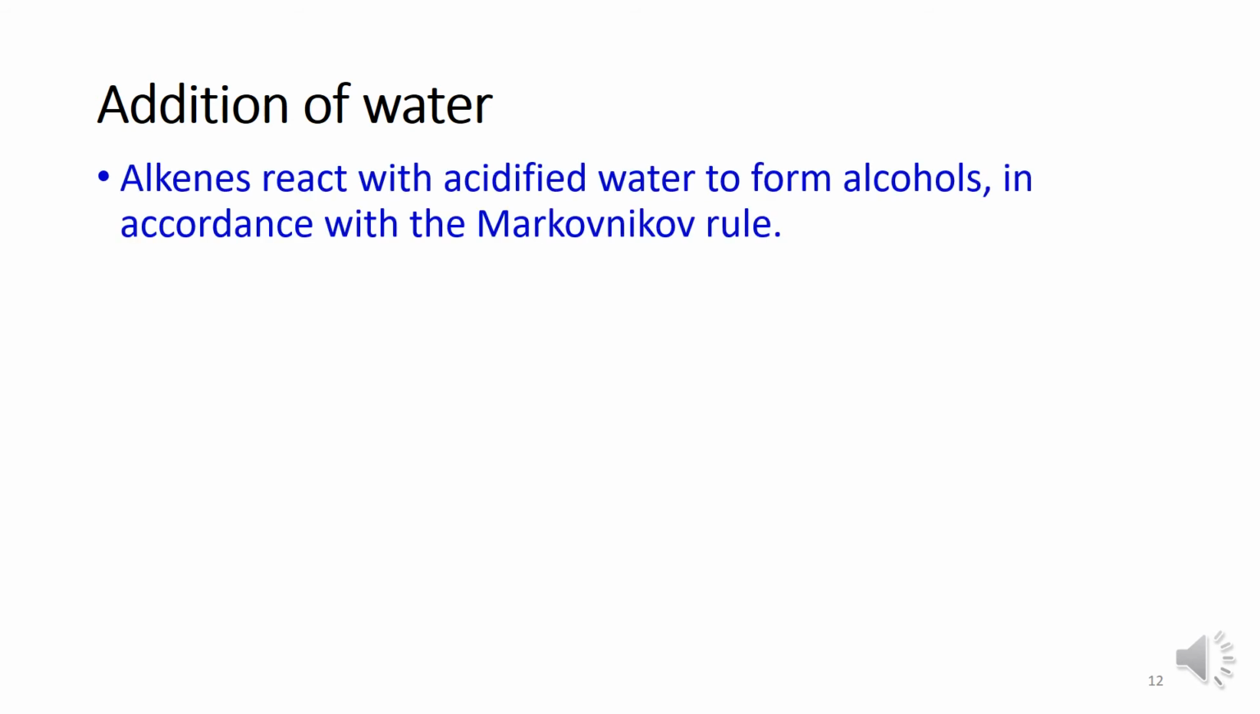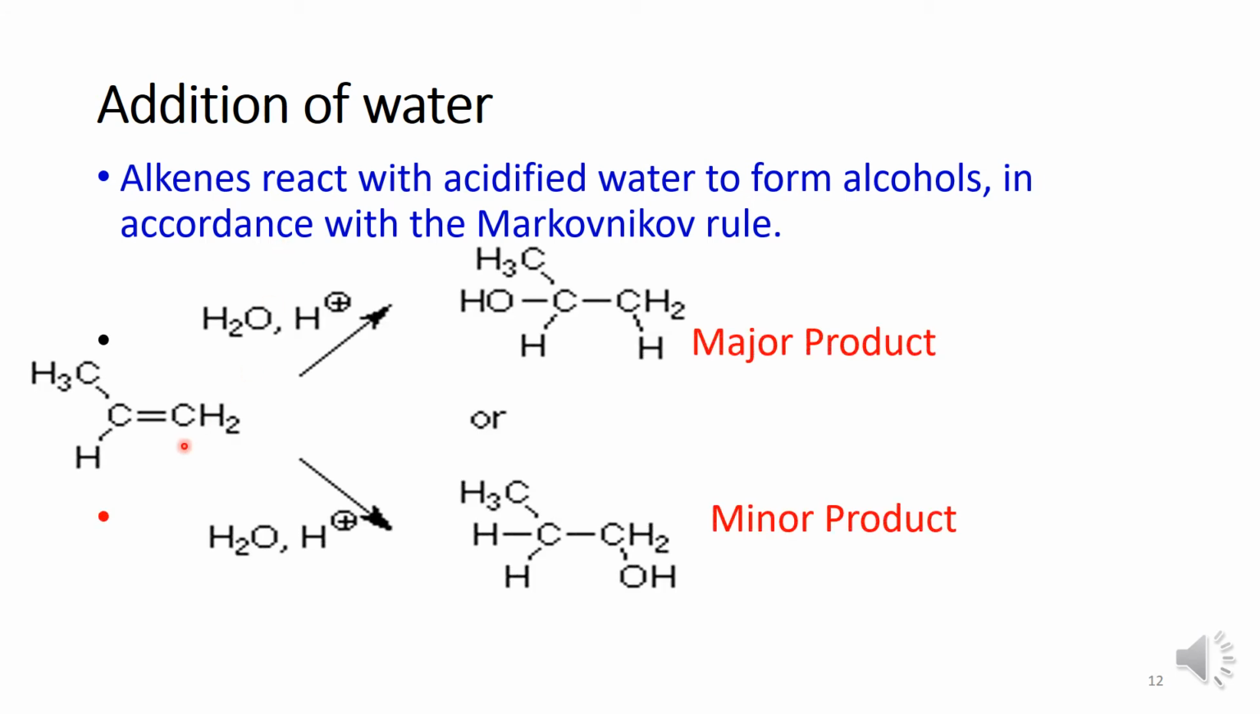Addition of water. Alkenes react with acidified water to form alcohols, and this reaction happens according to Markovnikov's rule. For example, propene reacts with acidified water: the carbon atom having fewer hydrogen atoms will be bonded with the OH group, and the other carbon will be bonded with the hydrogen atom coming from water. So propan-2-ol would be the major product and propan-1-ol would be the minor product.